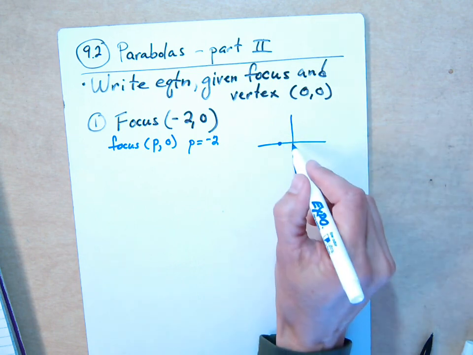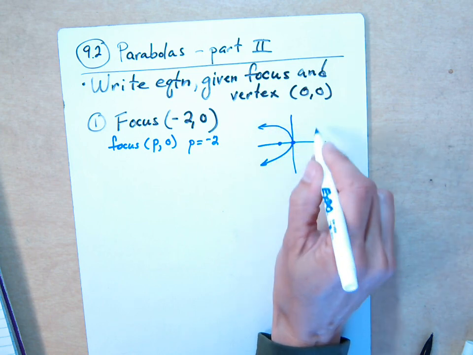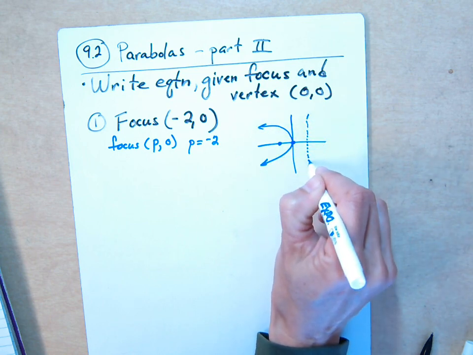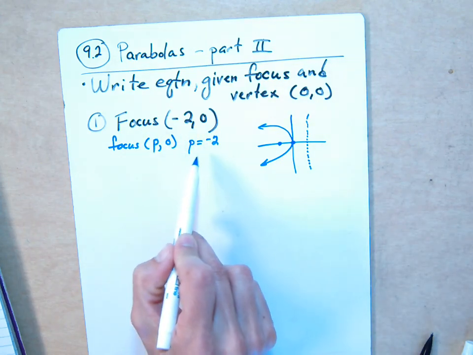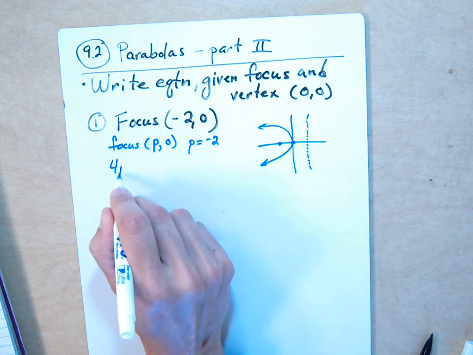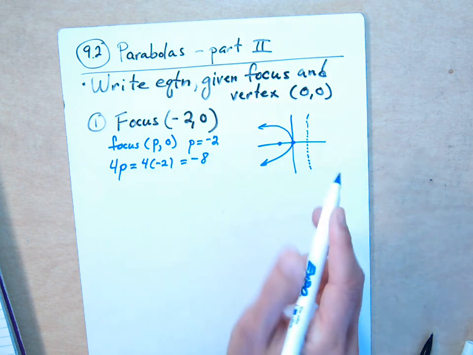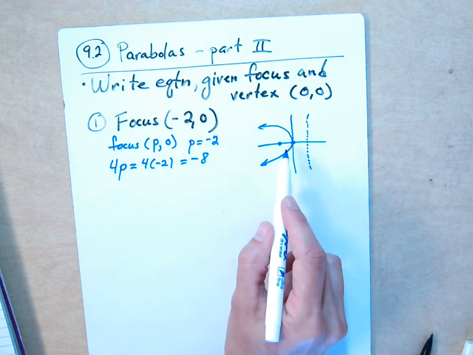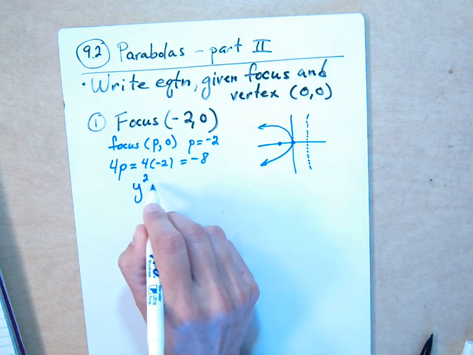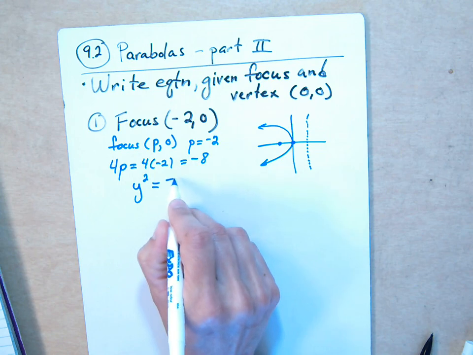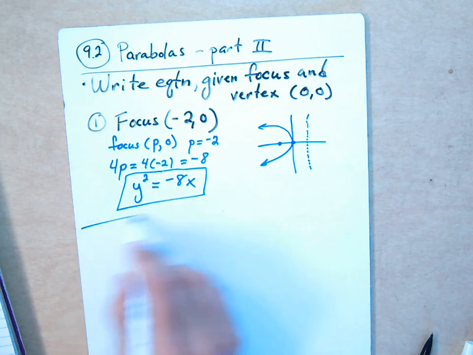If we know that, and we know the vertex is here, we know it opens this way if we were to sketch it, and we know this line is right here on the opposite side, the directrix. So if I tell you where the focus is, you know everything else. You know p is -2, so 4p is 4 times -2, or -8. And since it opens horizontally, it's y squared equals 4px, so y squared equals -8x. That's the equation.